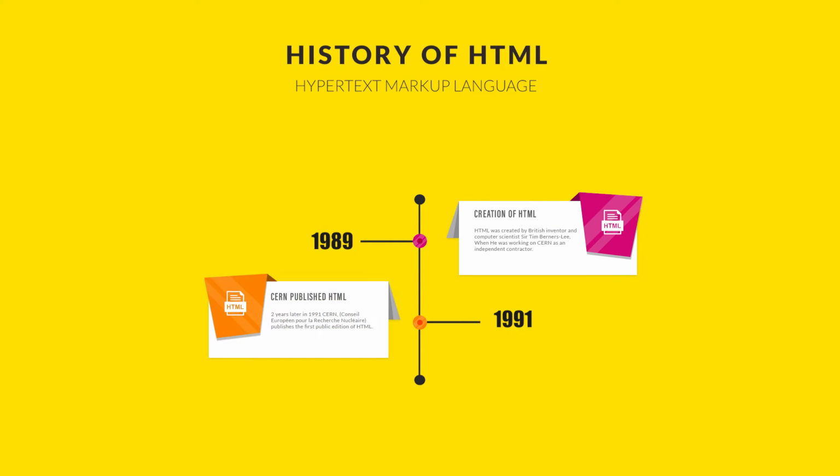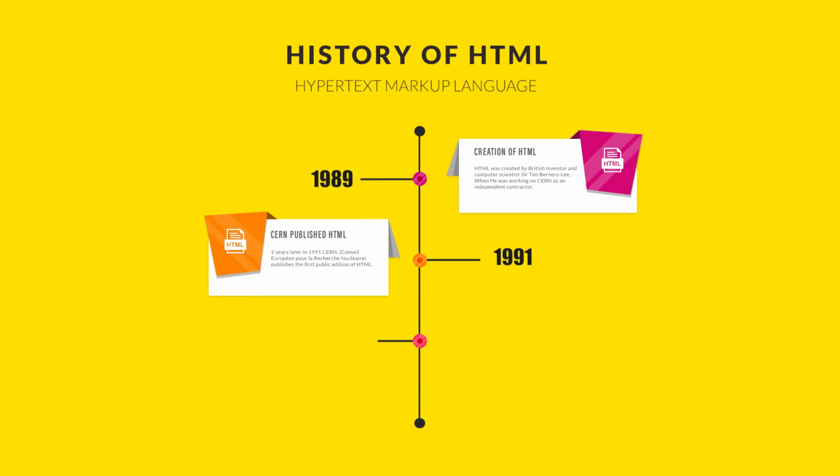Then, 2 years later, in 1991, CERN, the European Organization for Nuclear Research, published the first public edition of HTML. The language was very limited. There wasn't much we could do with it other than getting some simple text onto the web.